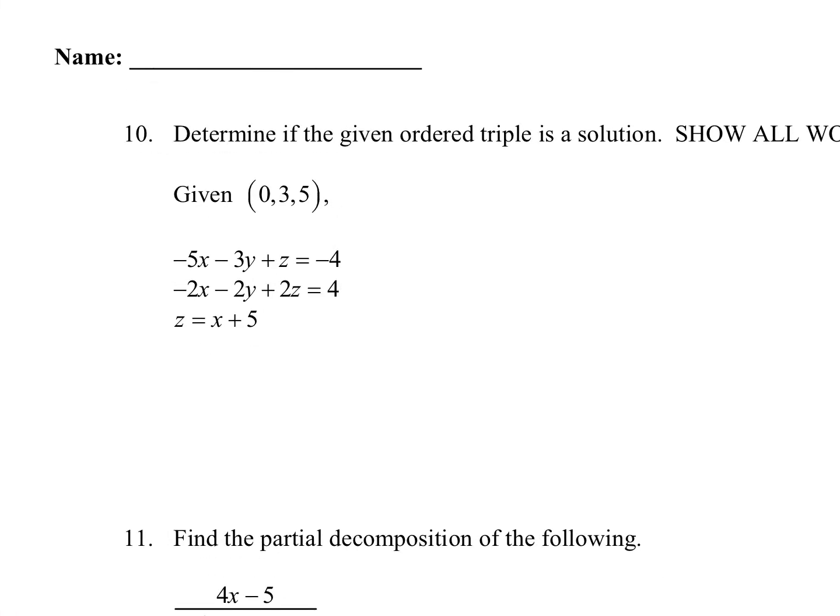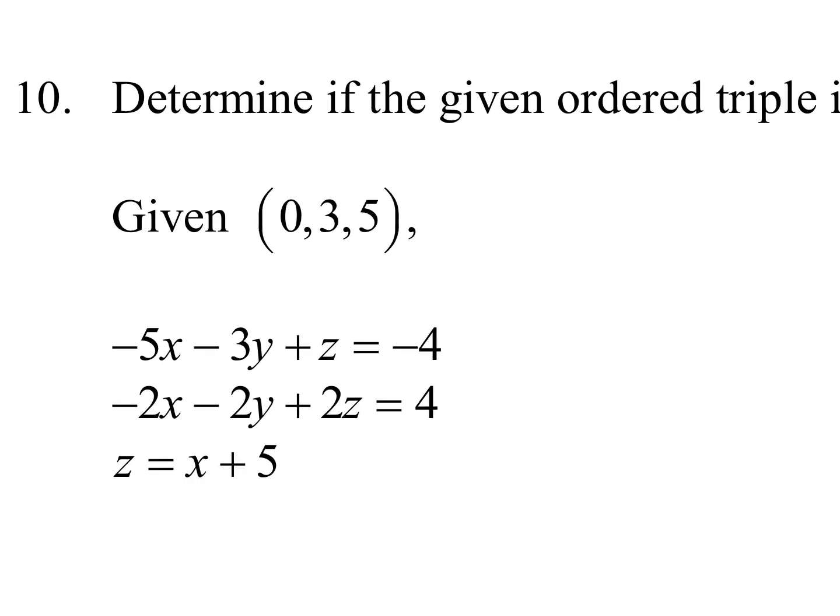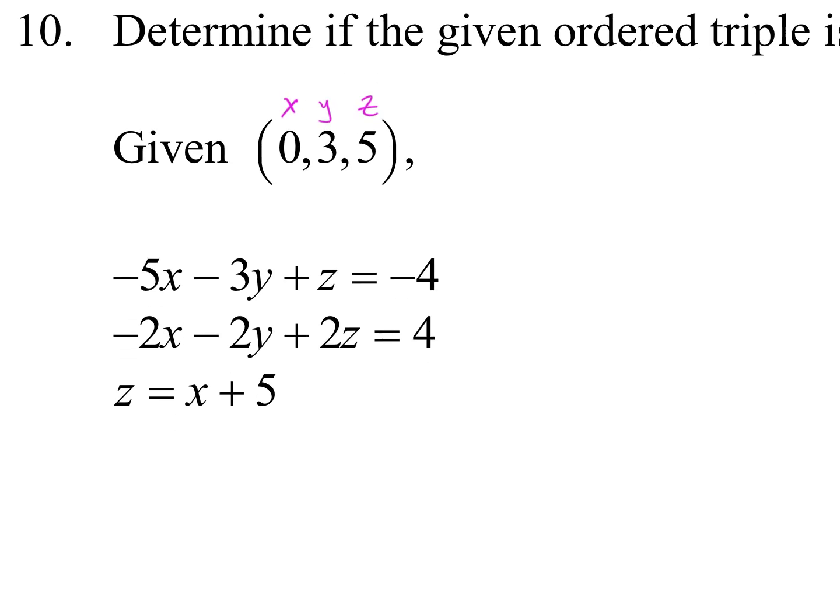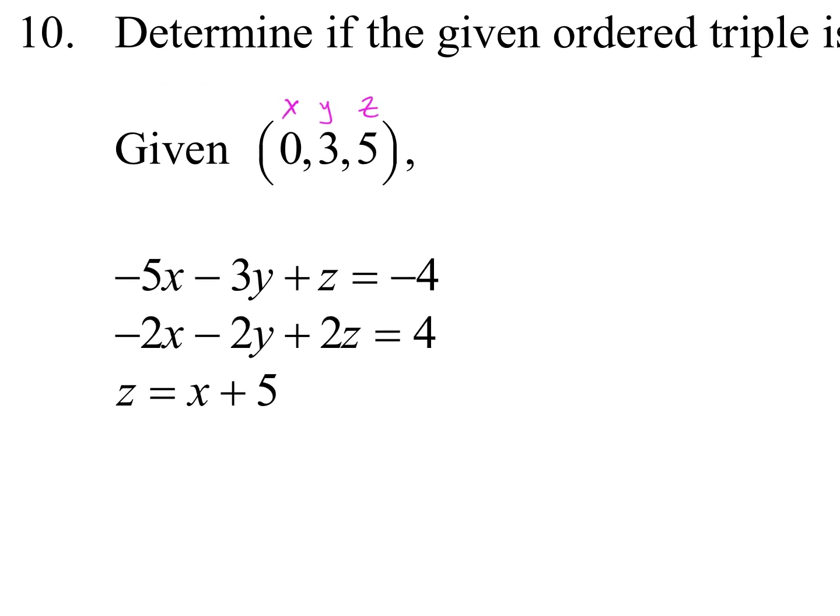All right. Determine if the ordered triple is a solution. If this is a multiple choice question, you just plug in, tell me yes or no. If it is a free response, you actually have to show the work. So how would I show the work for this? This is my X, this is my Y, this is my Z. I have to plug it into just one of them. Where does the solution have to work? In all of them.